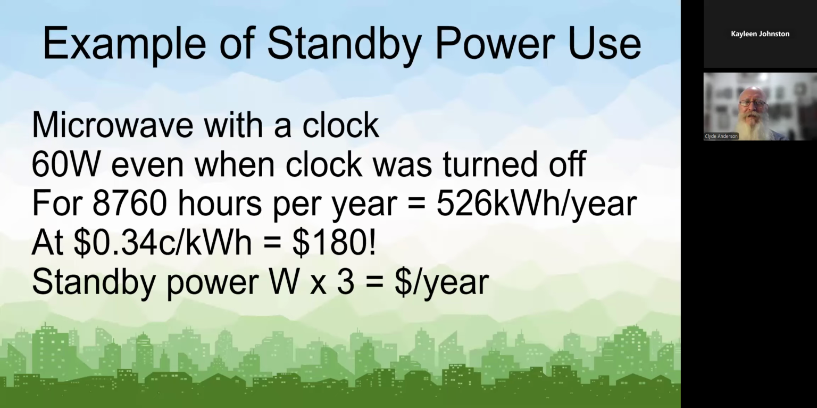So the rule of thumb at 34 cents a kilowatt hour is your standby watts times 3 is your dollars per year. So that's a real easy way of turning your watts into dollars. Standby powers run 24/7, run all the time.